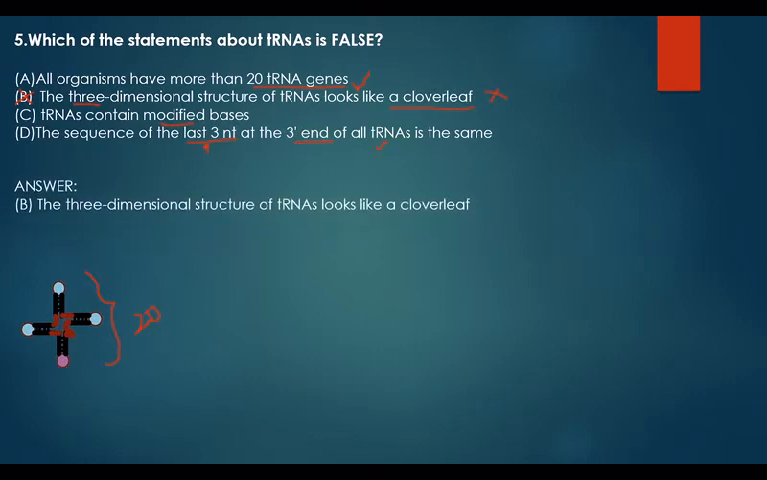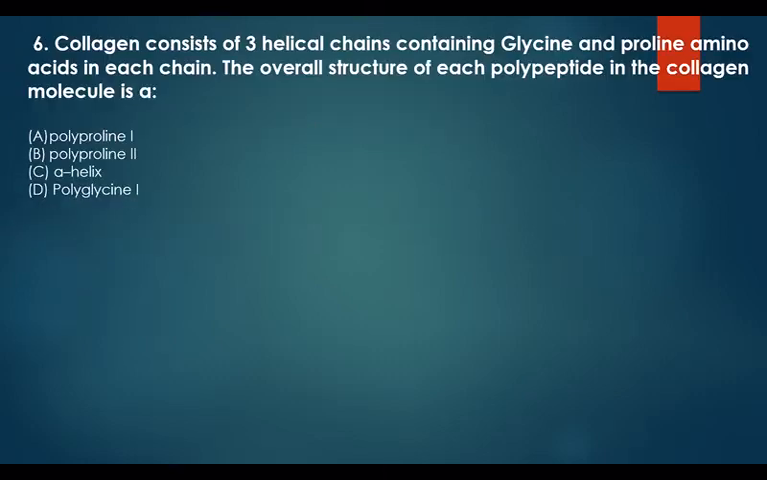Okay. Next is, collagen consists of 3 helical chains. Yes, it is a triple helix structure. So it contains glycine and proline amino acids in each chain. True. So for every 2 amino acids, the third one will be glycine. So the first 2 can be anything, like any amino acids.